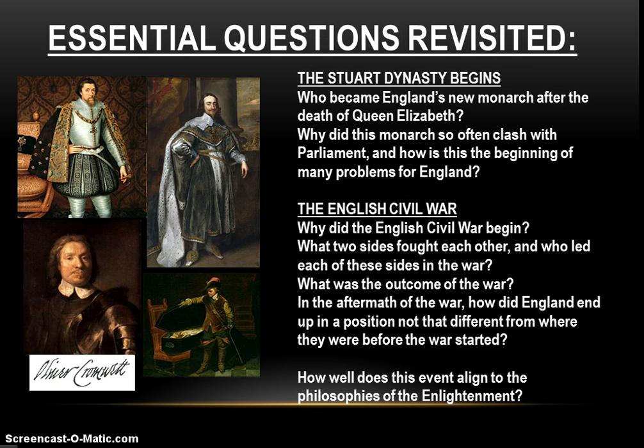So we saw that the Stuart dynasty picks up after the death of Queen Elizabeth, and really the inception of the Stuart dynasty is the beginning of England's problems. We see that the Stuarts want to be absolute monarchs, but at the same time Parliament wants more power of its own, and it is this conflict that leads to the start of the English Civil War, and we just saw how things really didn't end any differently than they began.